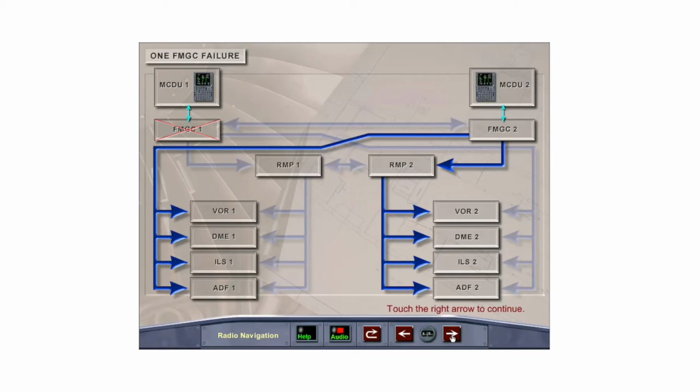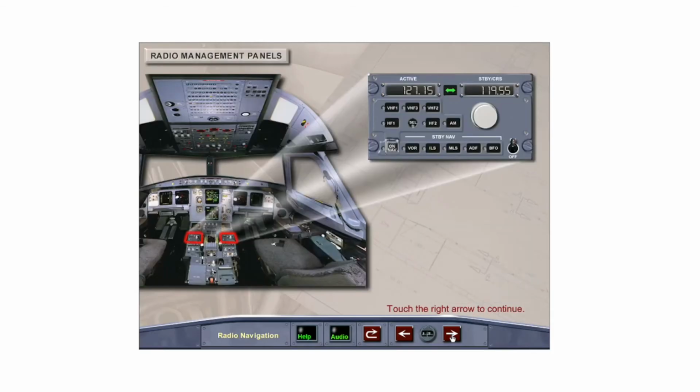If one FMGC fails, the other FMGC will automatically control both sets of receivers. As displayed, FMGC1 has failed, and FMGC2 has taken control of both sets of receivers. The radio management panels, or RMPs, located on the pedestal can be used for backup tuning if both FMGCs should fail.